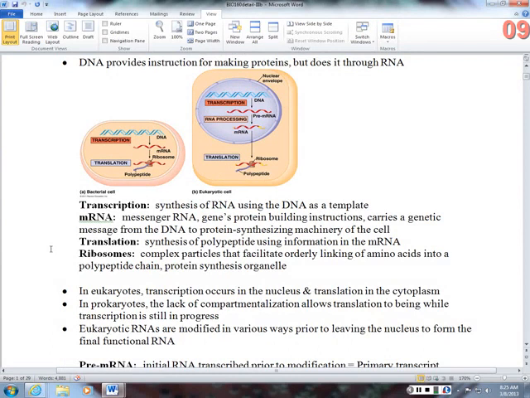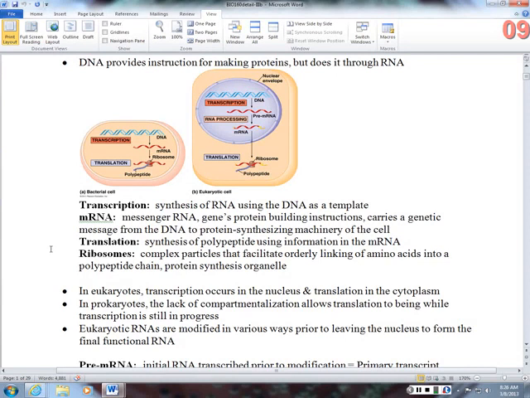The mRNA is your messenger RNA, which is where the M comes from. That's going to have the gene's protein-building instructions, and it's going to carry that message from the DNA to the protein-synthesizing machinery out in the cytoplasm. Do you remember from the cell which organelle we associate with protein synthesis? Starts with an R. The ribosomes. And so that's who it's going to send it to.